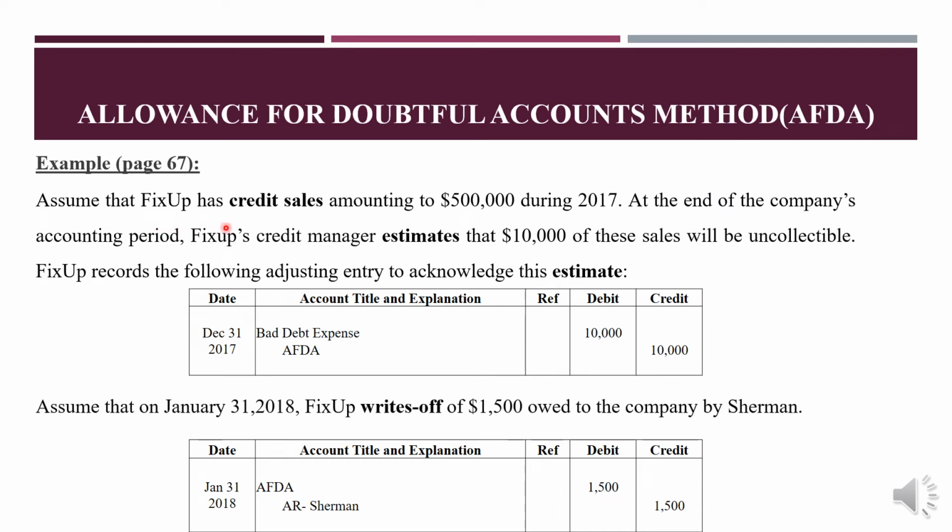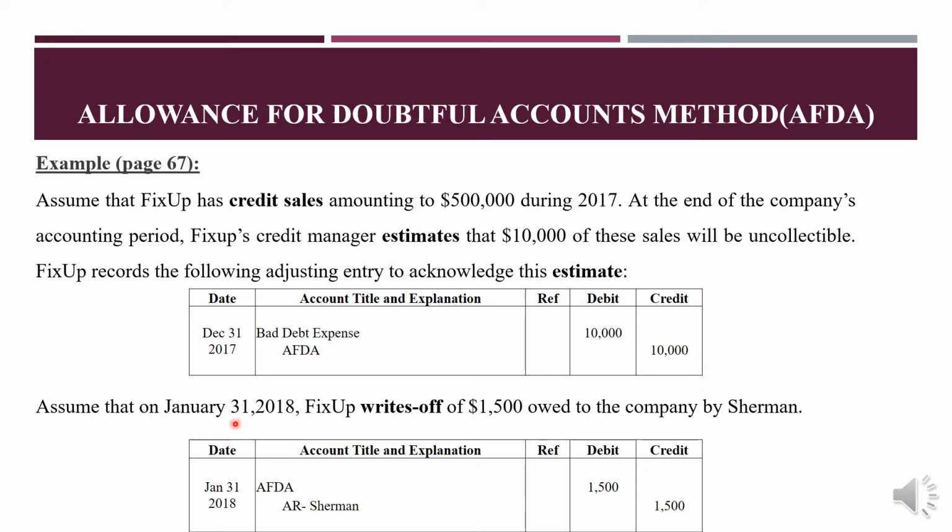Assume that Fix Up has credit sales amounting to $500,000 during 2017. At the end of the company's accounting period, Fix Up's credit manager estimates that $10,000 of these sales will be uncollectible. Since we have an estimation, we are using the AFDA method. So $10,000 of the $500,000 will be uncollectible. Fix Up records the following adjusting entry to acknowledge this estimation. When we need to record the estimation, the entry will always be bad debt expense in the debit and allowance for doubtful accounts in the credit. Here the estimated amount is given, so it's $10,000.